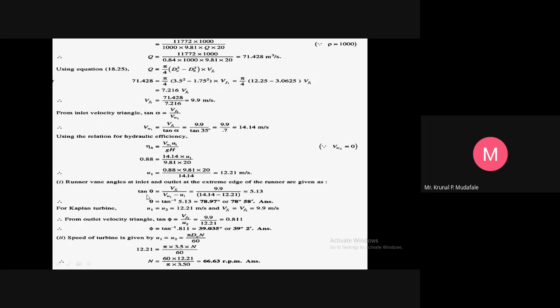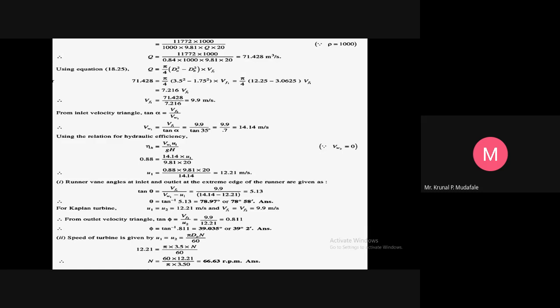I want to calculate theta, so all the other factors go to the other side of the equals sign. Vf1 is 9.9, Vw1 is 14.14, U1 is 12.21. All the parameters you know, so theta can be calculated using the calculator. Theta equals tan inverse of 5.13, so you will get the angle of 78.97 degrees. That will be the answer for theta. That is the first target.